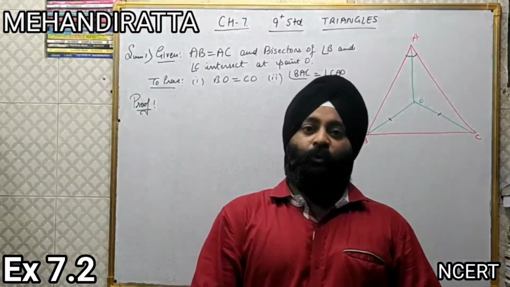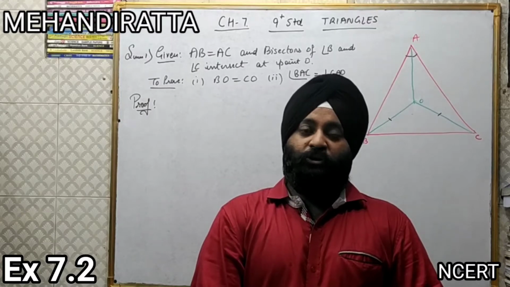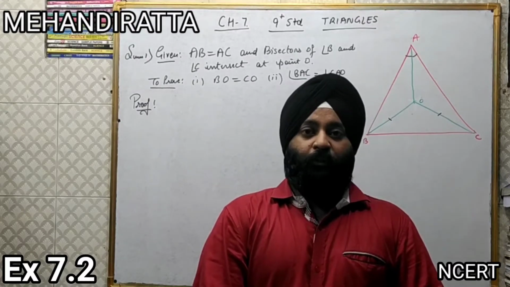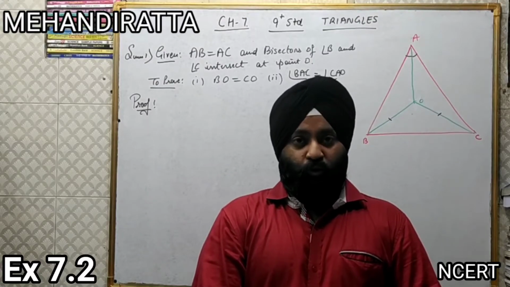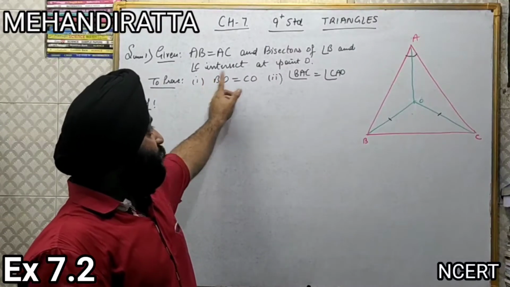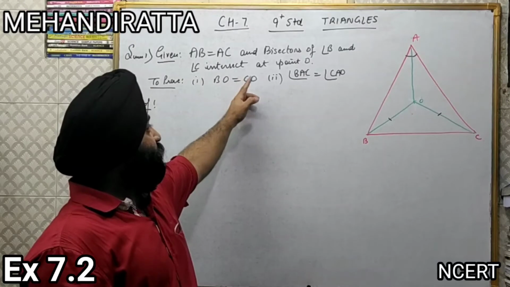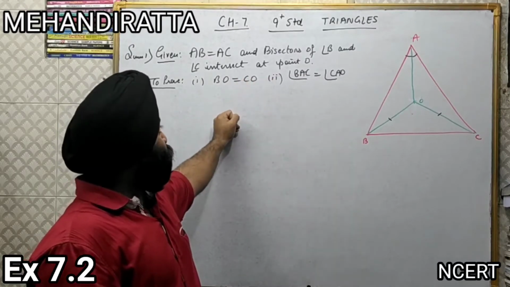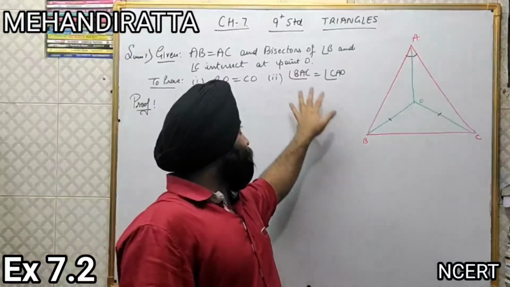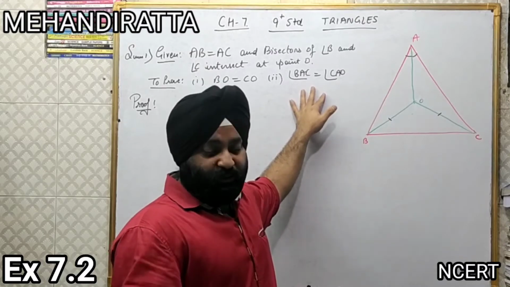Today in this video we will discuss chapter 7, exercise 7.2, ninth standard, Triangles, NCERT. The first sum of exercise 7.2: AB equals AC, and the bisectors of angle B and angle C intersect at point O. We have to prove BO equals CO, first part, and second part, angle BAC equals angle CAO.